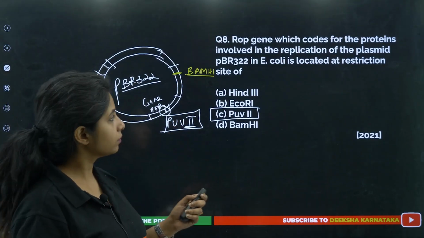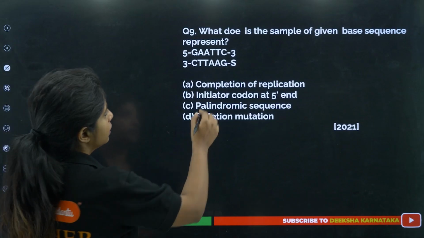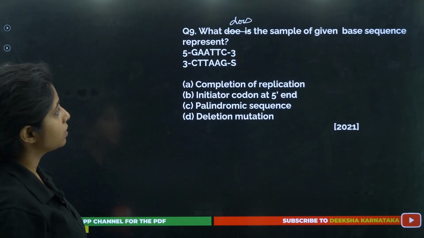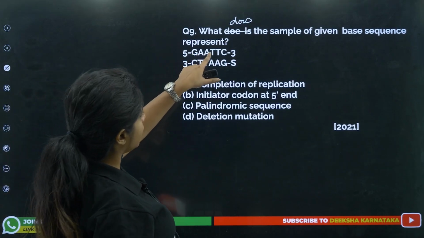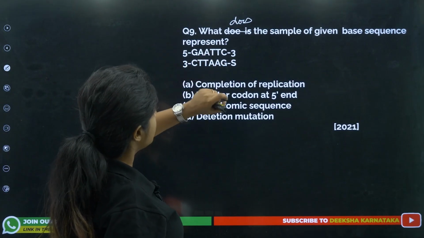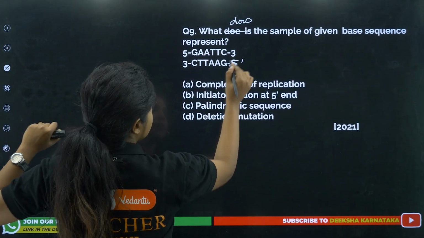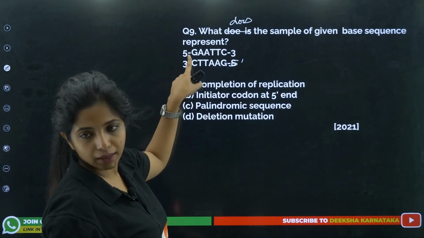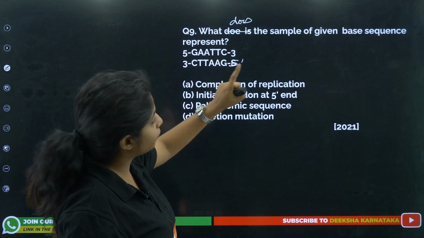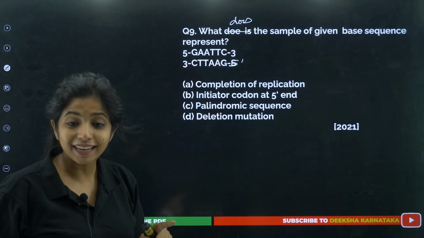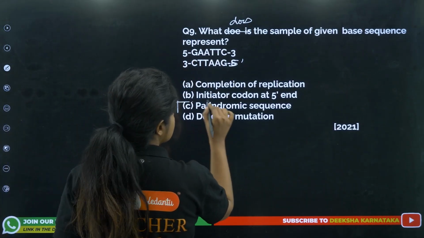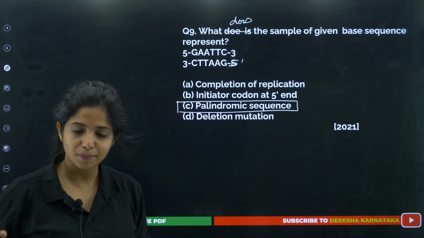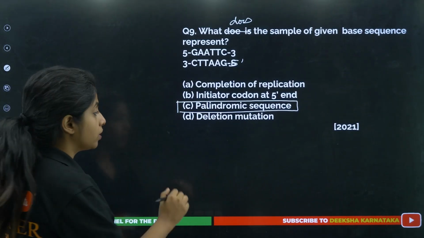Very important. Next, what does the sample of given base sequence represent? So you have GAATTC in the 5' to 3' version. Again over here, this is 5'. You have GAATTC. So on both sides, when you read it, it is the same thing: 5' GAATTC, 5' GAATTC. These sites are known as palindromic sequences. Palindromic sequence, there is nothing else. Palindromic sequence means when you read from both directions, it is the same thing.